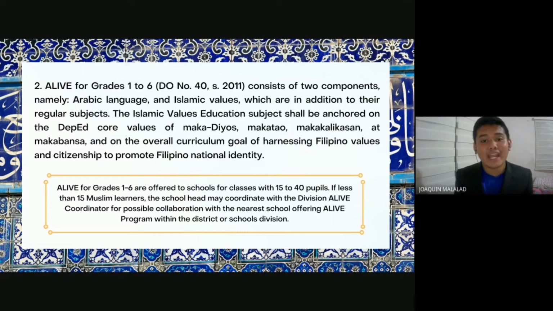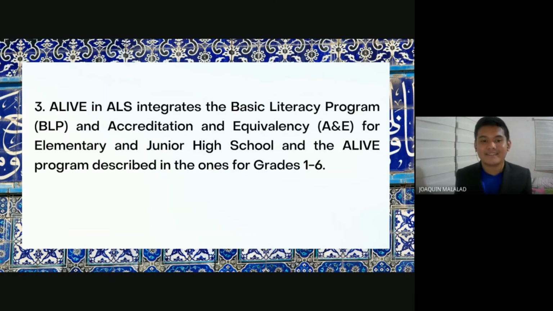The history and culture of the Filipino Muslims, on the other hand, is integrated in the Madrasah education program in the Philippines as well. Lastly, an ALIVE program is also offered in the Alternative Learning System. And in here, the teachers in charge are the ones who will adjust the content and the competencies according to the age and experiences of the learners.